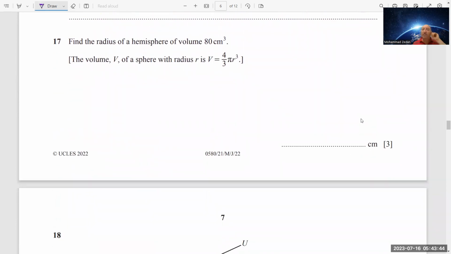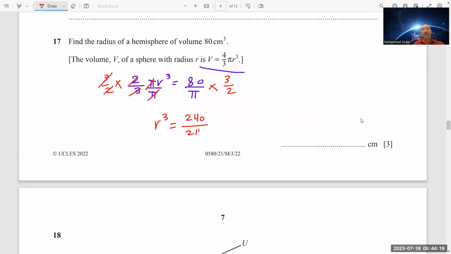Find the radius of a hemisphere of volume 80. The full sphere has volume 4/3 pi r cubed, so the hemisphere is only 2/3 pi r cubed. The 2/3 pi r cubed is 80. To solve this, divide each side by pi, and multiply each side by the reciprocal of 2/3, which is 3/2. Now I don't have any coefficient and pi does not exist anymore, so I have r cubed. 3 times 80 is 240 over 2 pi, and after that, this can be simplified to 120 over pi.